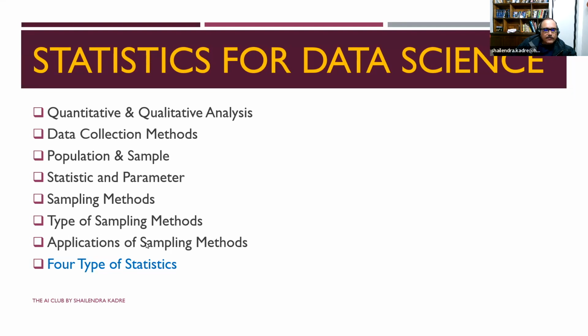And then types of sampling methods, application of sampling methods, and there are four types of statistics. The last part, which is written in blue, is more important for us, for data scientist kind of people: how many types of statistics are there, and which concepts are used in data science. Those kinds of things are more important for data scientists. So we'll keep our journey applied and practical as far as possible.